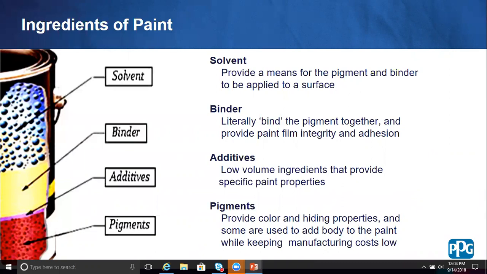Additives are low volume ingredients that provide specific paint properties. So those things could be mildicides or rheology modifiers or surfactants. Again, there's not much of those in the can, but it's really amazing how those typical additives can really change how a paint works. And then the last part is pigments. These are the things that provide color and hiding properties. And there are extender pigments that are used to add body to the paint while keeping manufacturing costs low. And we'll talk about pigments right off the bat.